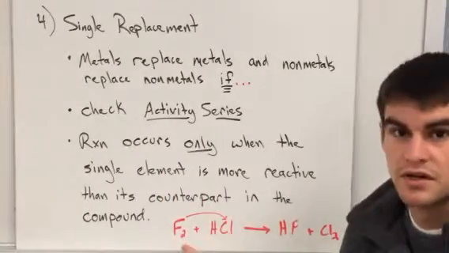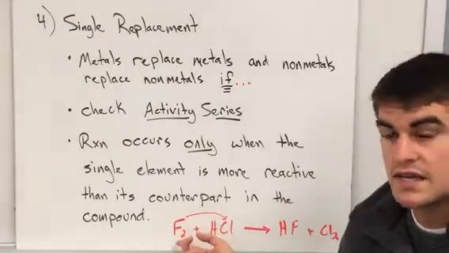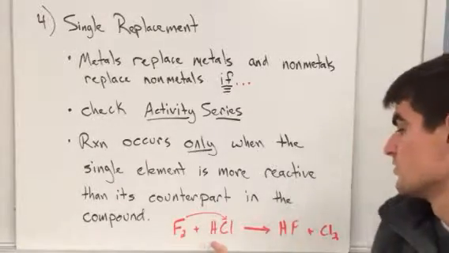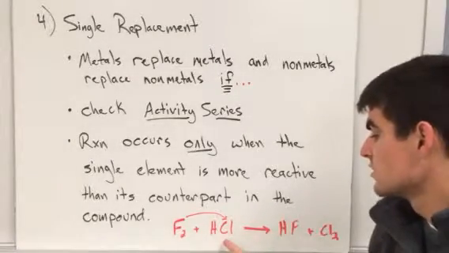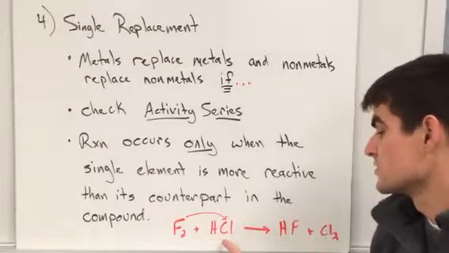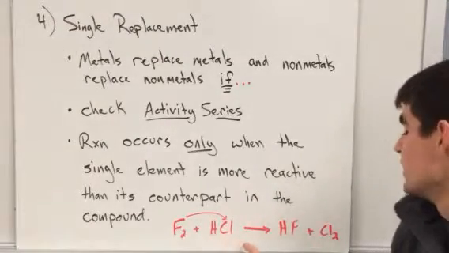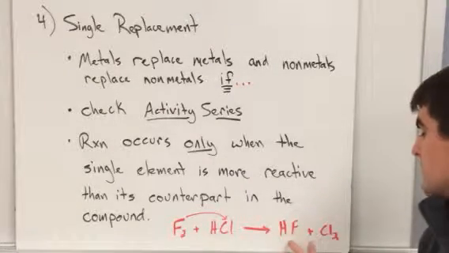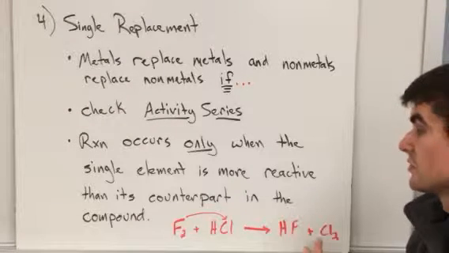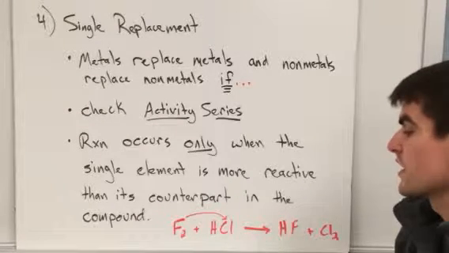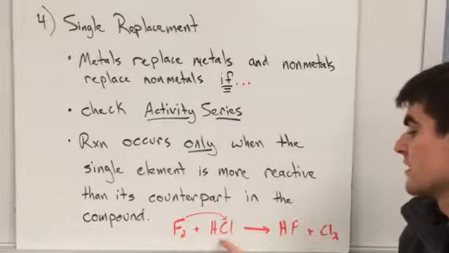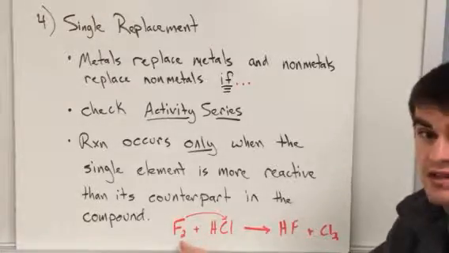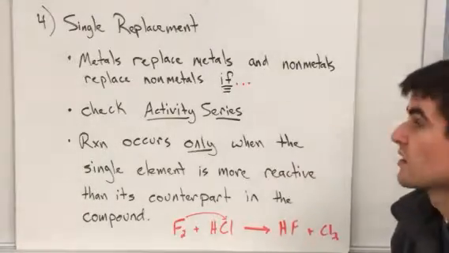I gave this example here because we all know fluorine is the most reactive non-metal. So fluorine plus hydrochloric acid, HCl, we know fluorine is going to be able to knock chlorine off. So then what happens? Well, you end up with hydrogen bonding with fluorine, and then chlorine by itself. It's not balanced, but that's the idea. Is this guy more active than who he's trying to replace here? If so, it works. If he's not, it doesn't work and it doesn't do anything.